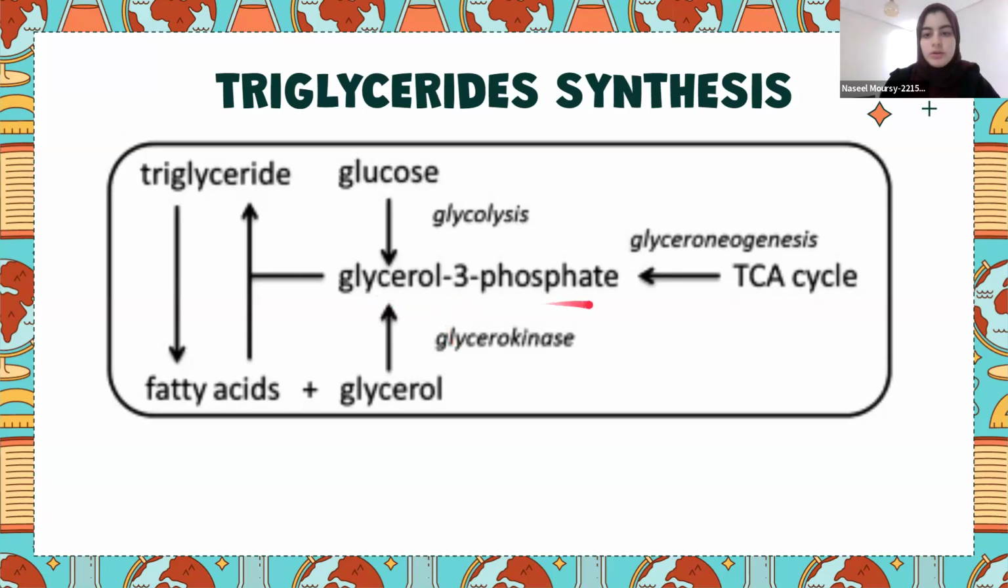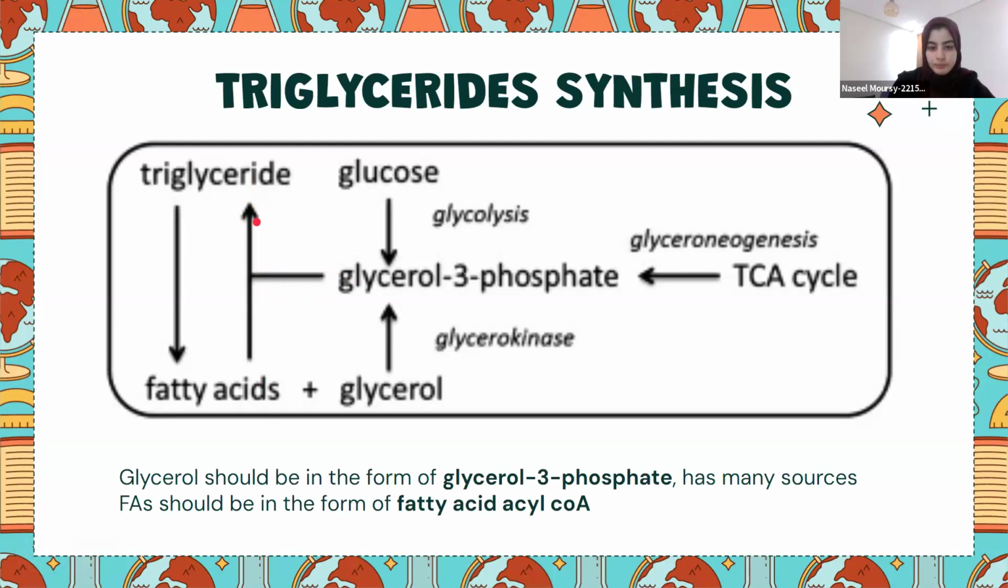Now you notice that I always say that glycerol has to end up as glycerol 3-phosphate. That is so that we can add the fatty acids. You cannot add the fatty acids to glycerol alone. It has to have the phosphate group. And another source you can get glycerol 3-phosphate is by glyceroneogenesis, which means the making of glycerol, from the TCA. So again, glycerol 3-phosphate can come from glycolysis, glycerol kinase, or glyceroneogenesis. Not important to know these. And then it combines with fatty acids to make triglycerides.